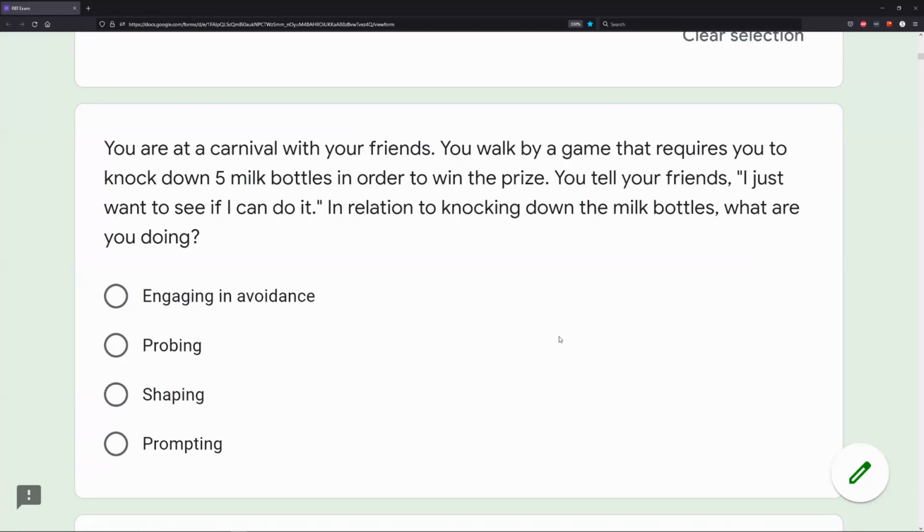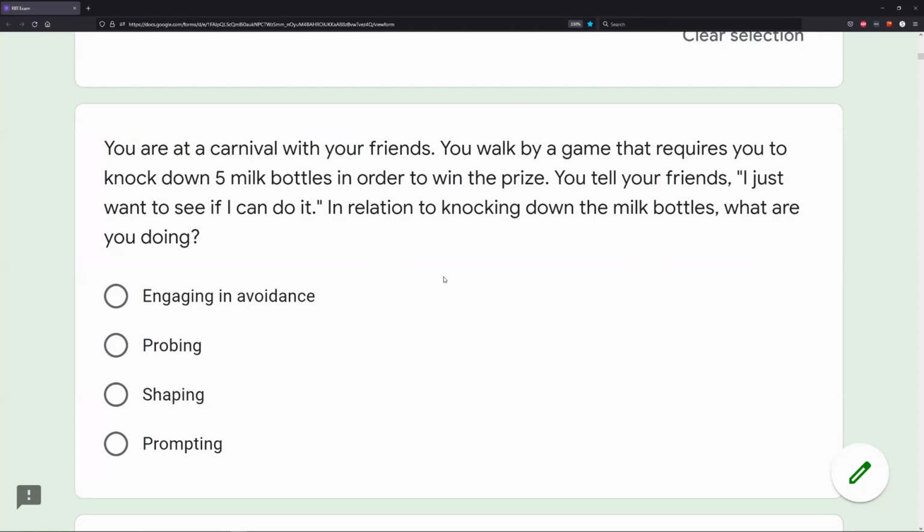What about B, probing? Are you probing? What is probing? Probing is seeing if someone can do a skill or a task or a behavior. You just want to see, quote unquote, if they can do it. Well, you say, I just want to see if I can do it. You want to probe your ability to knock down these milk bottles. Probing is just, what is your level of skill before any training, any teaching, any interventions? So when we probe with our clients, we're not delivering consequences. We're not delivering interventions. We just want to see what level of skill they're at.